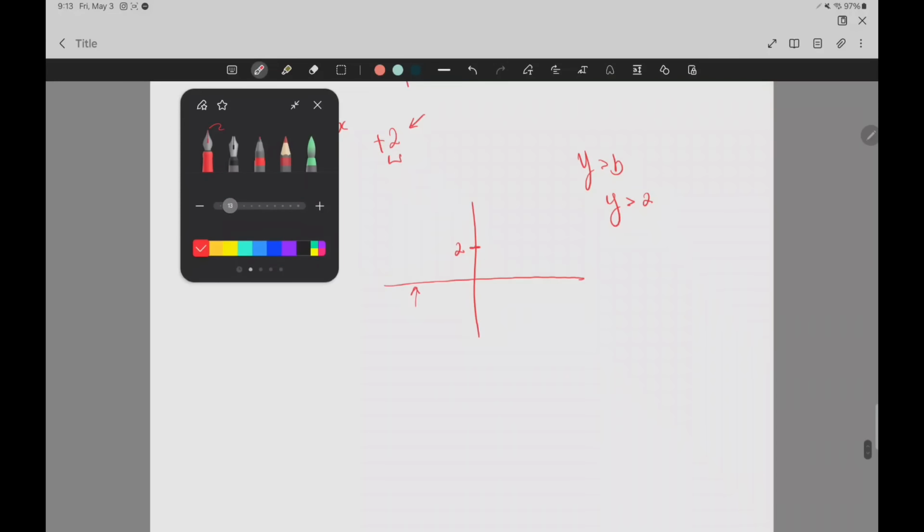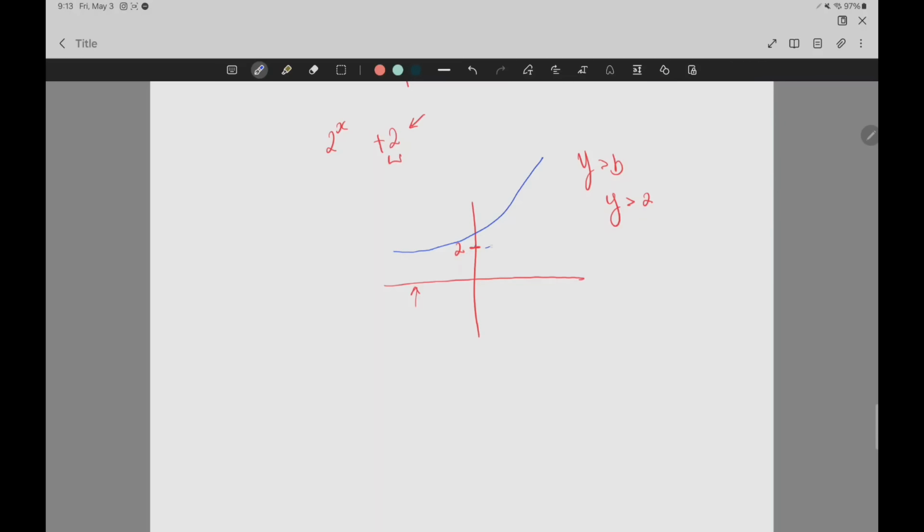So I'm going to erase my graph and I'm going to redraw it. I'm going to draw it like this. Okay, and it can't cross this y equals 2. It can't cross it. So the asymptote is y equals 2.